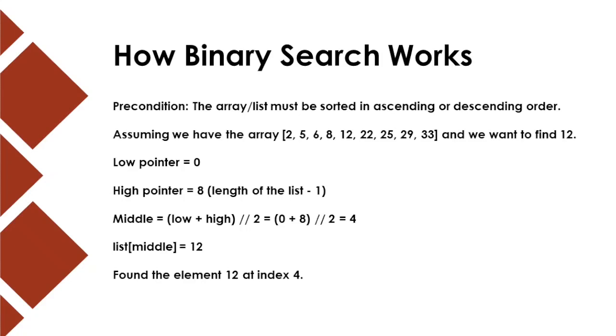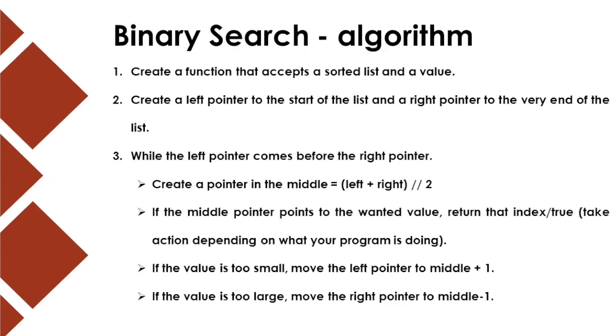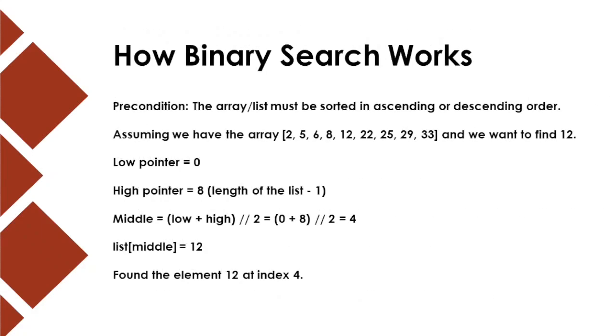Going back to our algorithm, the first thing we want to do is to create a function that will accept a sorted list and a value, which we will definitely do. For now, we are interested in the second step, which is to create a left pointer at the start of the list and a right pointer at the very end of the list. In this case, the lower pointer, or left pointer, is going to start at 0. Then the higher pointer is going to start at index 8. We are getting this index using the length of the list - 1, because that is the farthest index.